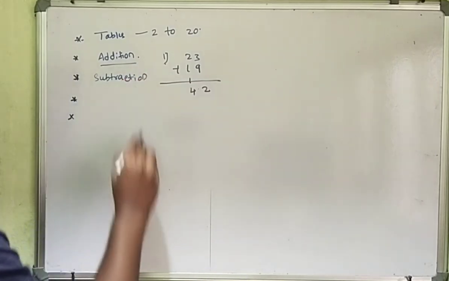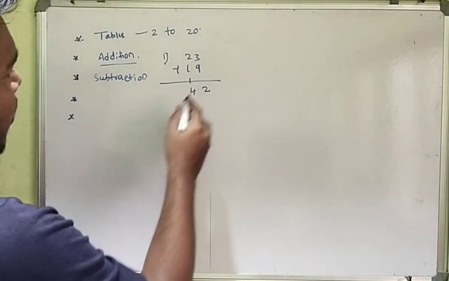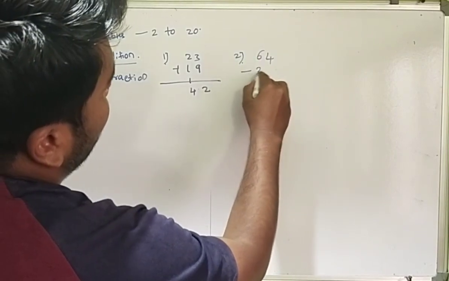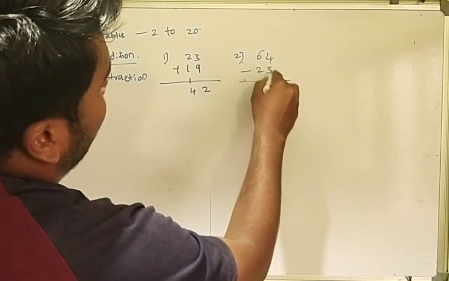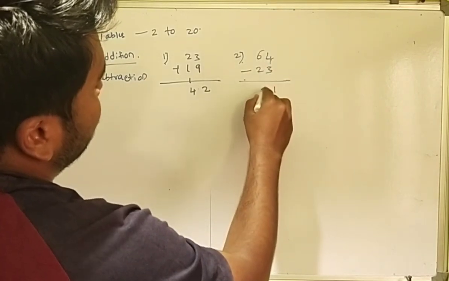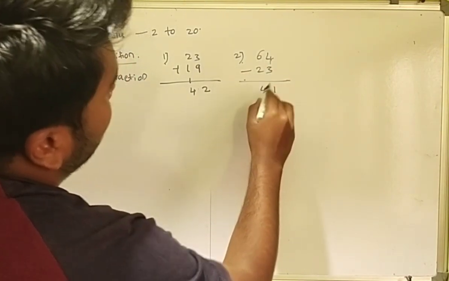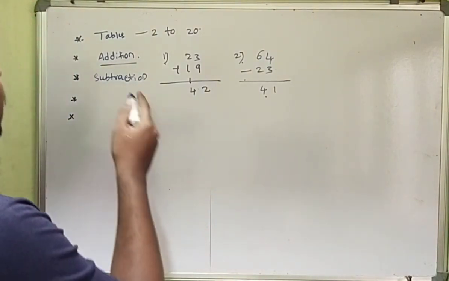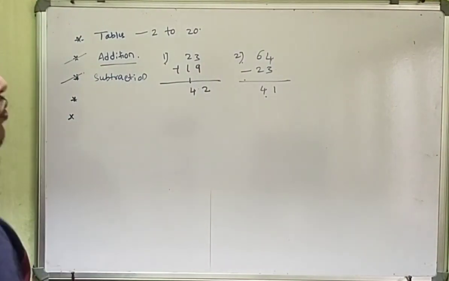You have to take a different example of subtraction. I will take 64 minus 23. So 4 minus 3 is 1, 6 minus 2 is 4, that is 41. Okay, so this is a subtraction operation. All these 4 operations you have to go through at home.